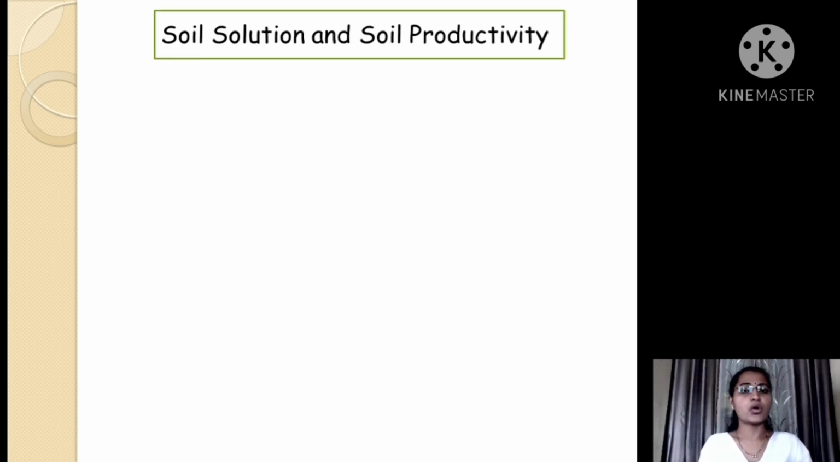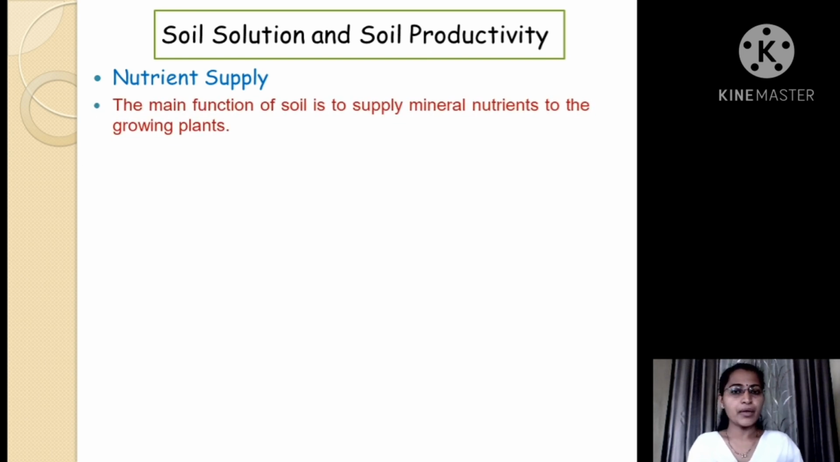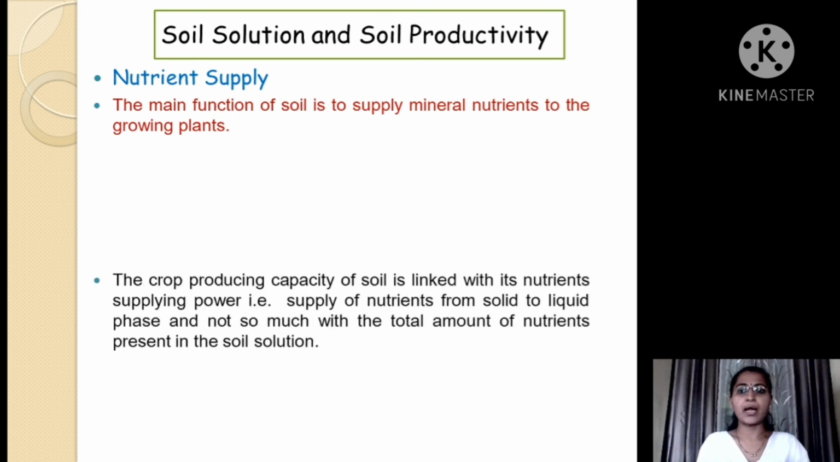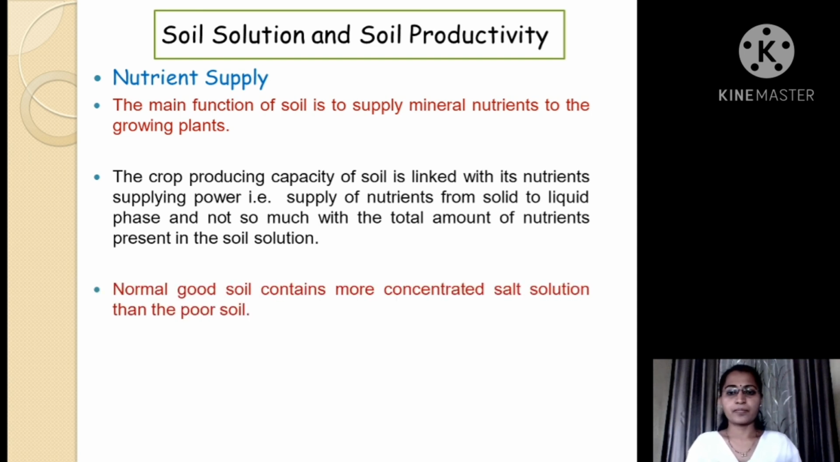Then we focus on soil solution and soil productivity. For this, we first focus on the nutrient supply. The main function of soil is to supply mineral nutrients to the growing plants. The crop producing capacity of soil is linked with its nutrient supplying power, that is, supply of nutrients from solid to liquid phase, and not so much with the total amount of nutrients present in the soil solution.